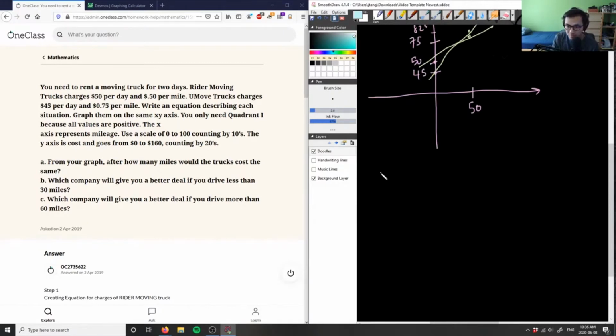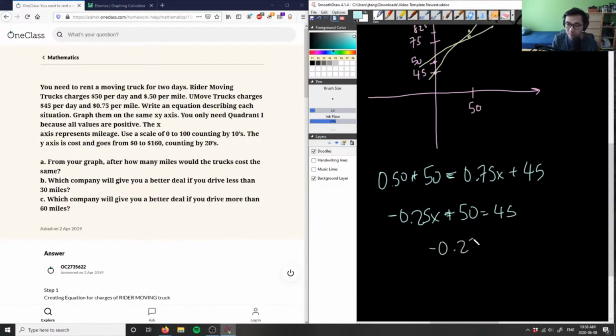So I'm going to have 0.50x plus 50 equals 0.75x plus 45. I can move all the x's to one side, so I'm going to subtract 0.75x from both sides to get negative 0.25x on this side, plus 50 equals 45. Then negative 0.25x equals 45 minus 50 here. I'm going to subtract 50 from both sides, which gives me negative 5. x is going to equal negative 5 divided by negative 0.25, which I believe is 20. Yes, 20.